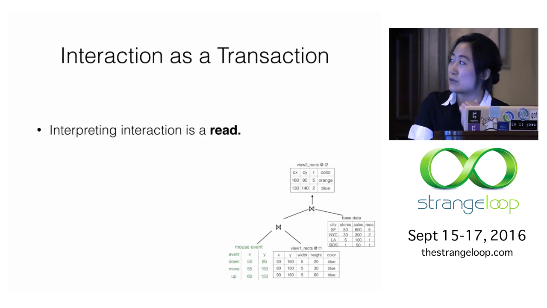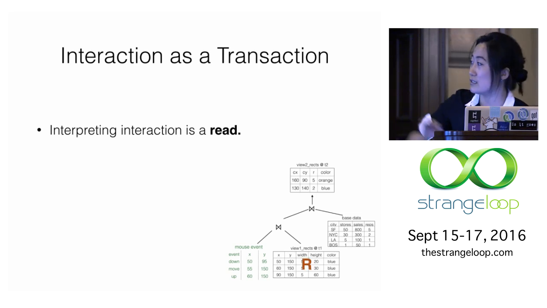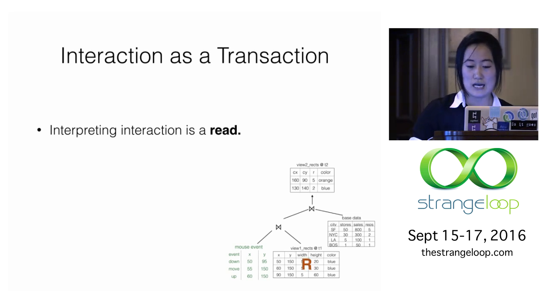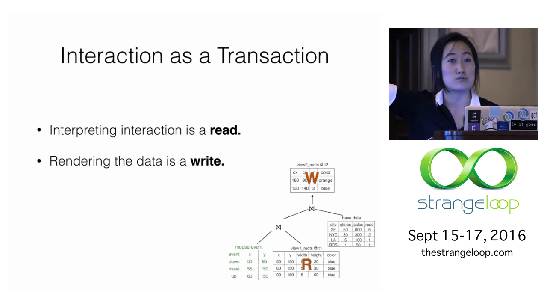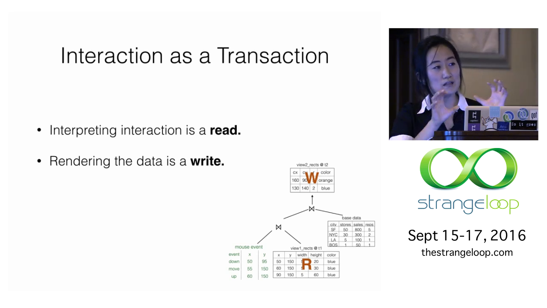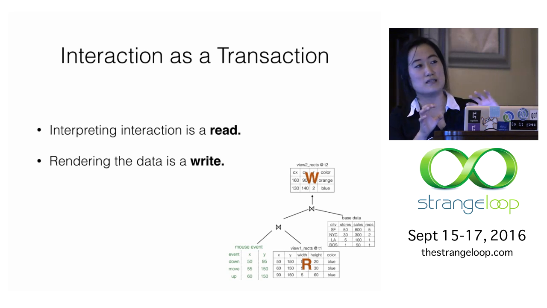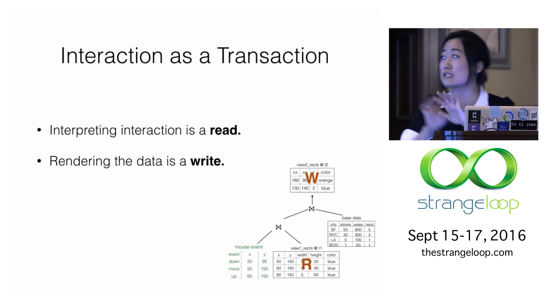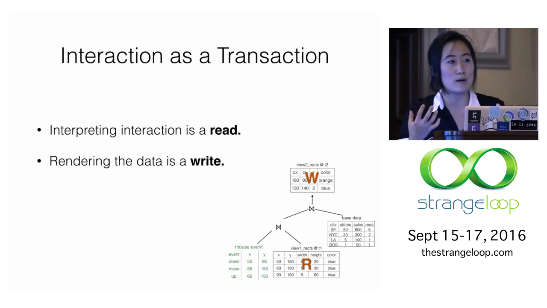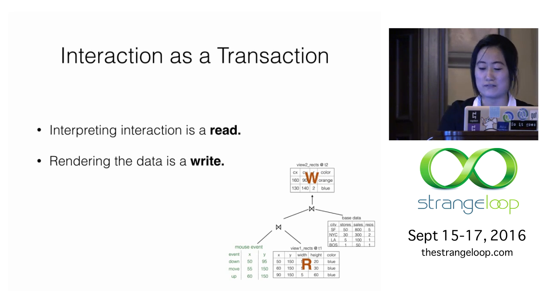So our interpretation of the interaction is that it's a read of the underlying tables, and it's a write of the UI when it starts to render the data. So there's this parallel of reading the UI's tables and writing to the UI's tables. This is pretty important to set up our problem, because without this notion of a read and write, we can't establish a very concrete notion of conflict.